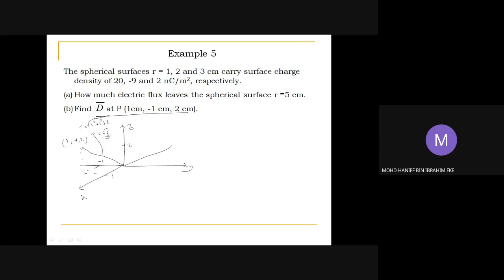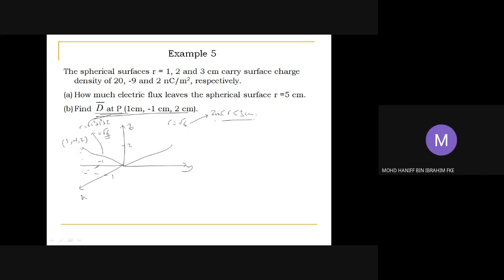Okay, so basically, we need to find the D at this position, the point P. So we need to identify where the location of this P is. Is it less than 1? Is it between 1 and 2? Is it between 2 and 3 centimeter radius? Or is it bigger than 3 centimeter radius? Based on this, since the value of r equals square root of 6, the position of point P should be located somewhere between the 2 cm and 3 cm spheres.